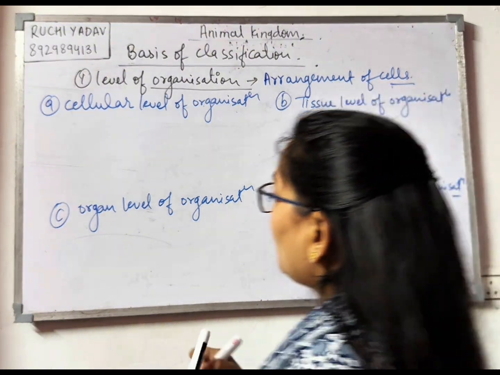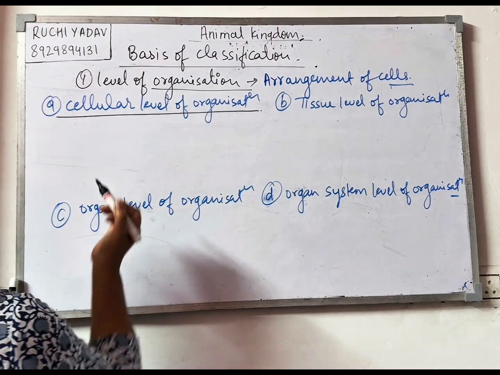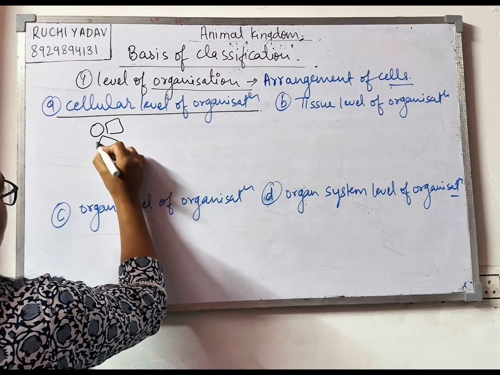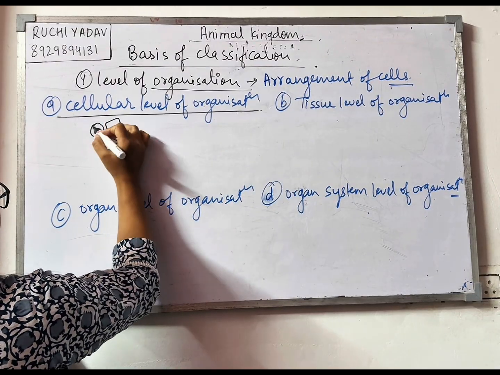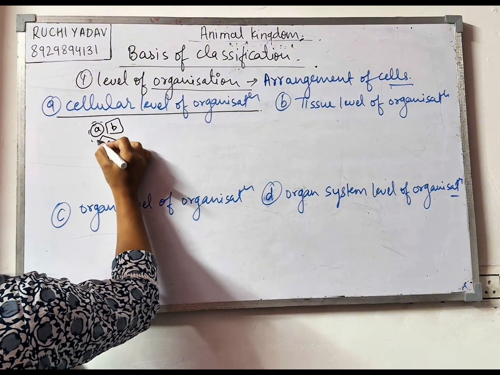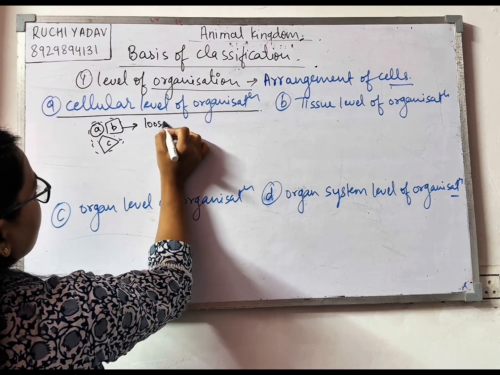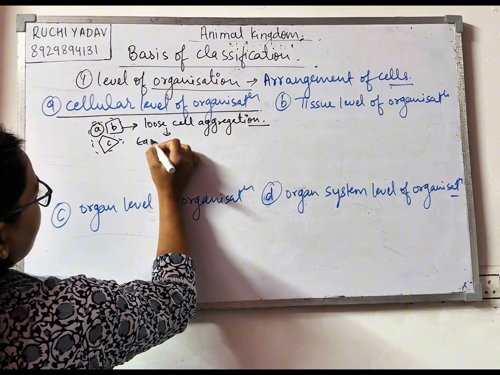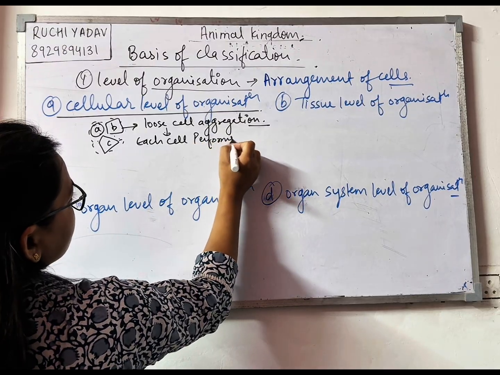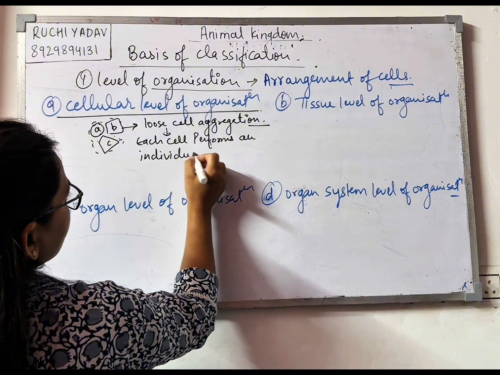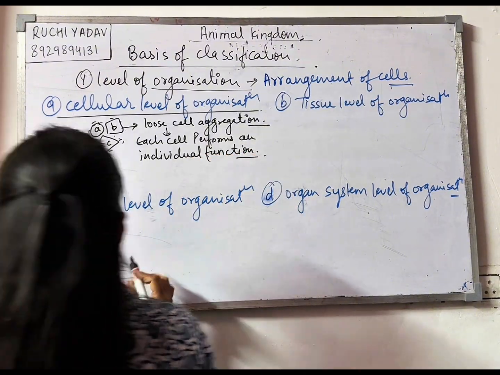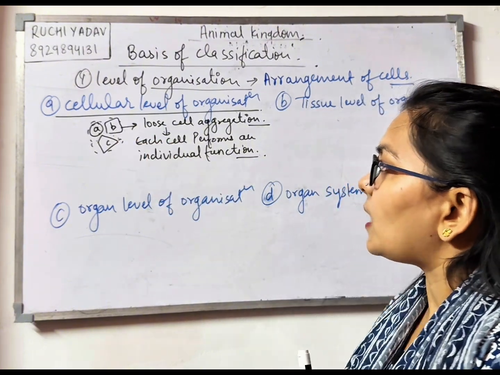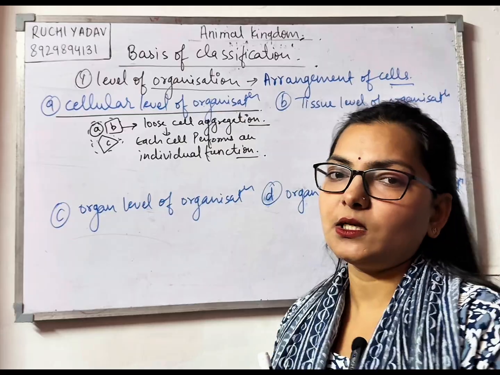Right? So starting from cellular level of organization, what does it mean? It means that there are various types of cells. Let's suppose this is cell A and cell B, and this is another cell, cell C. They are grouped together. So here we have loose cell aggregation, and each cell performs an individual function. Here we have a group of cells, but these cells are different in their origin and their function. Such type of organization is known as cellular level of organization, where each individual cell is performing its individual function.